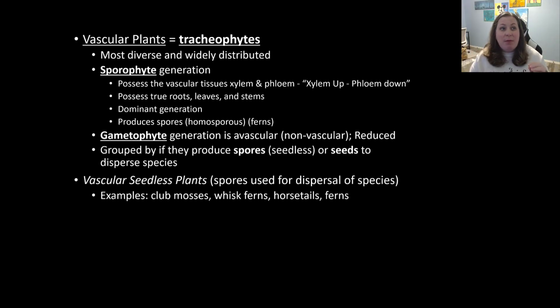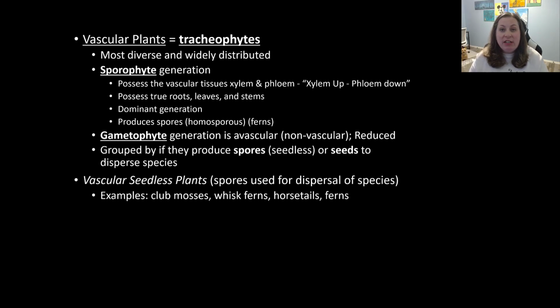Now we're going to take a step up, and we're going to look at something that's a little more advanced. These are the vascular plants. The vascular plants do contain vascular tissue, which allows them to grow up higher against gravity. They don't have to rely on the surface of the ground. These are known as tracheophytes. We do see that they are one of the most diverse and widely distributed plants.